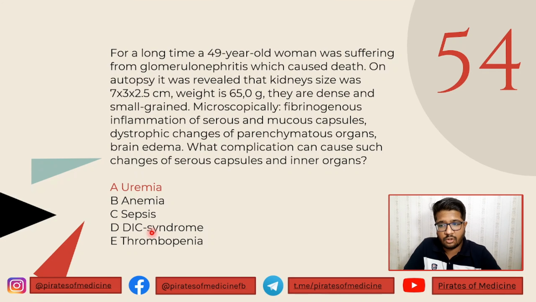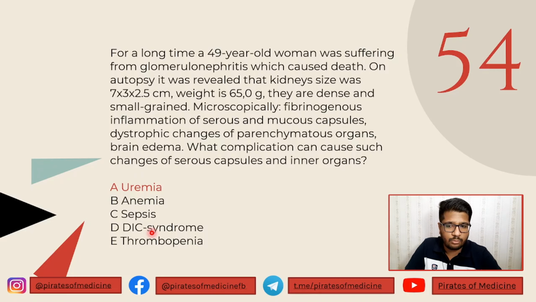The 54th question is that for a long time, a 49-year-old woman was suffering from glomerulonephritis, which caused death. On autopsy, it was revealed that the kidney size was 7 by 3 by 2.5 centimeters. The weight is 65 grams. They are dense and small grained. Microscopically, fibrinogenous inflammation of the serous and the mucous capsule, dystrophic changes of the parenchymatous organs, brain edema. What complication can cause such changes of serous capsules and inner organs?